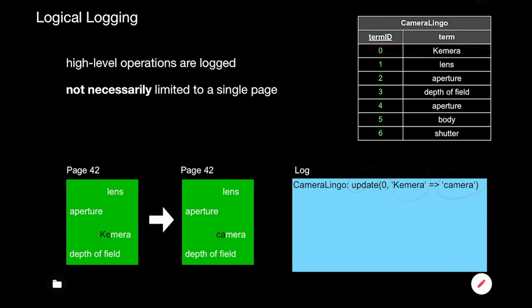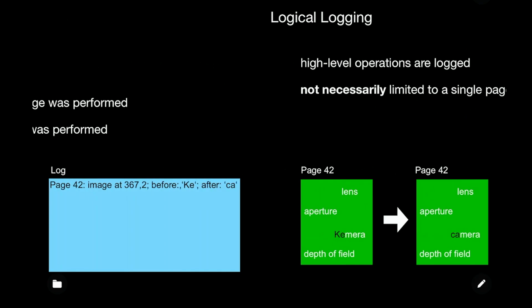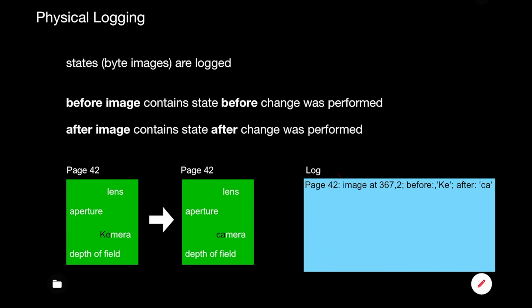And notice that there's no information about the page contained in the log here. There's no 42 here. It's not there in the log, whereas in the previous version there was an entry saying, okay, on page 42, at byte position, and so on, before was that and after was that.